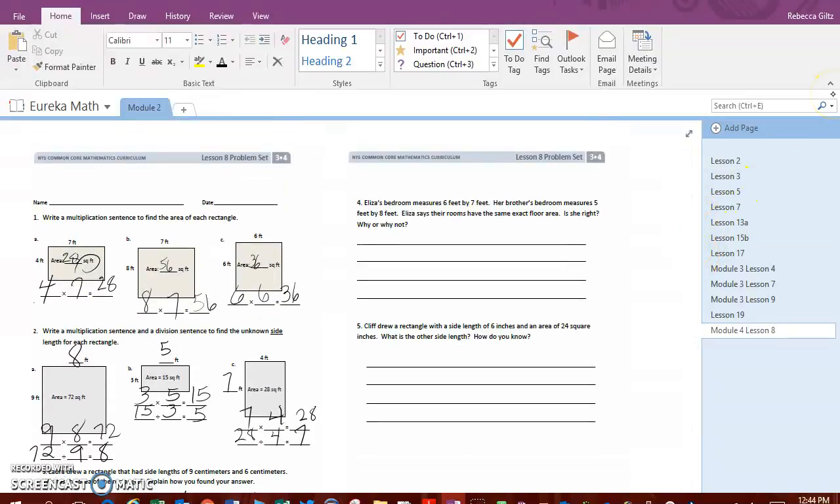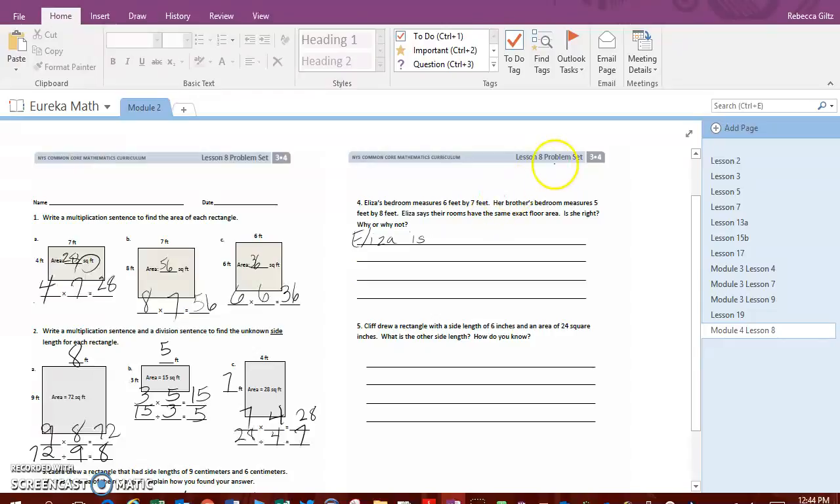There's 2 problems on the back. Number 4 says, Eliza's bedroom measures 6 feet by 7 feet. Her brother's bedroom measures 5 feet by 8 feet. Eliza says their rooms have the same exact floor area. Is she right? Why or why not? So I'm going to start by saying Eliza is, and I'm going to leave the rest for whether she's wrong or right.